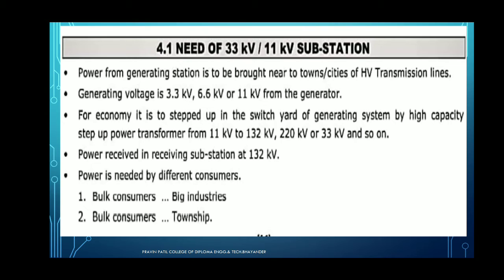For economy, it is stepped up in the switchyard of the generating system by a high capacity step up power transformer from 11 kV to 132 kV, 220 kV or 33 kV and so on. Power is received in the receiving substation at 132 kV. Power is needed by different consumers. It may be a bulk consumer, such as a big industry, or a township. So these are the different requirements of the 33 by 11 kV substation.